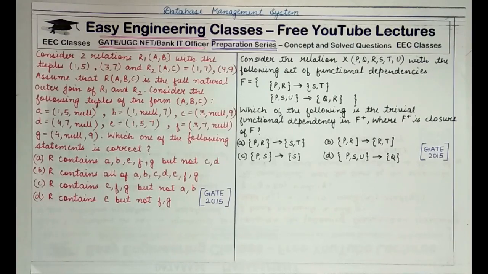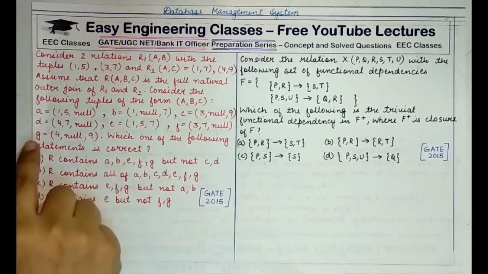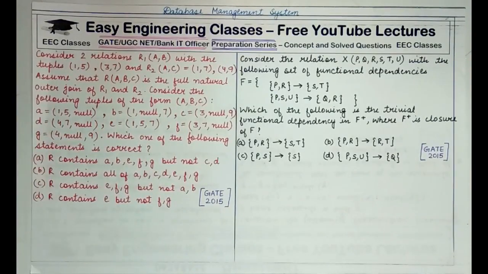Consider the following tuples of the form (A, B, C), and you are given here A, B, C, D, E, F and G with their respective values. Okay, so which one of the following statements is correct? Now, at first glance this question may look a little difficult to you, but let's start drawing the relations that are specified.